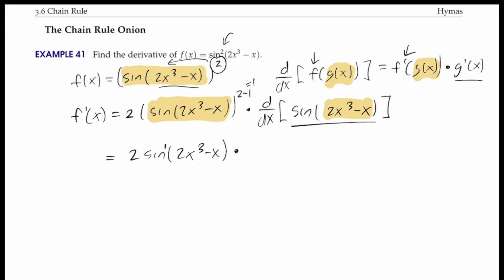And then we'll multiply by the derivative. Well, we're going to do our chain rule again. Same rule, except our f is now referring to a different function. Our f is now sine instead of being the squared function over here.